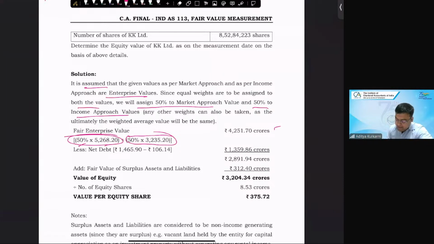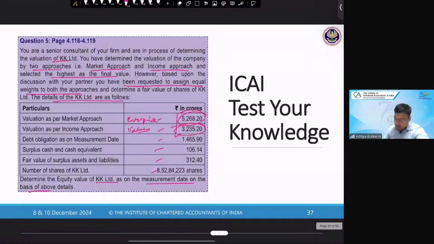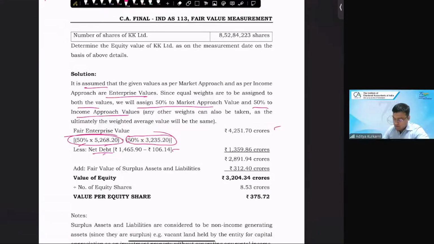Now from here, I will deduct net debt because we have mentioned that this valuation is on an enterprise basis. Now net debt, we will have to reduce, same assumption like last time. 1465.9 minus 106.14, 1359.86. So that comes to 2,891.94 crores. Are we okay till now? Yes. Are we fine till this number? Jeannie, Nisha, Pooja? Yes, sir.